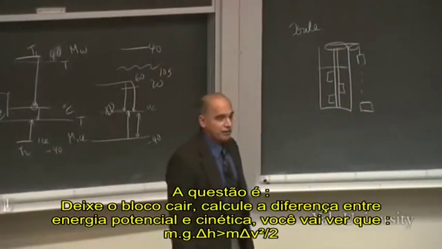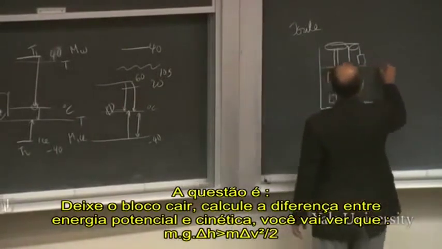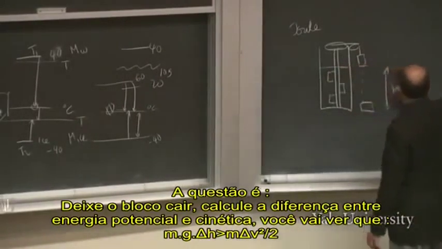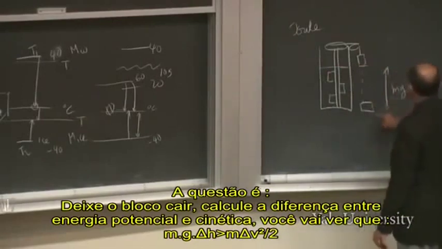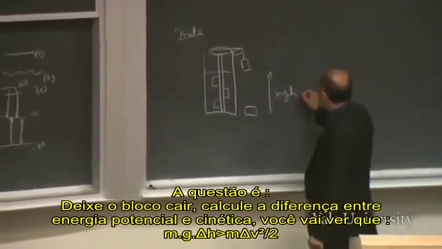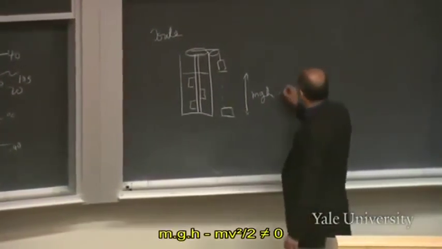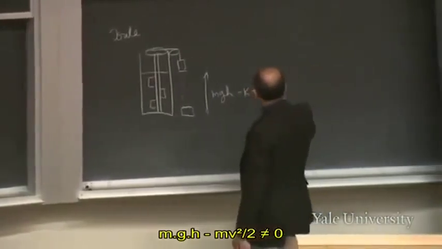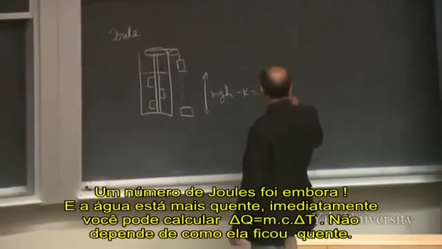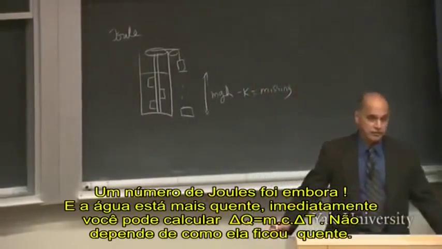Now we can keep track of how much mechanical energy is lost, right? Because if this mass was at rest, and it dropped the height h, it's supposed to have mgh kinetic energy. Let's say it's got some kinetic energy, which is not equal to mgh. So mgh minus kinetic energy is missing. So some number of joules are gone. But the water gets hot.